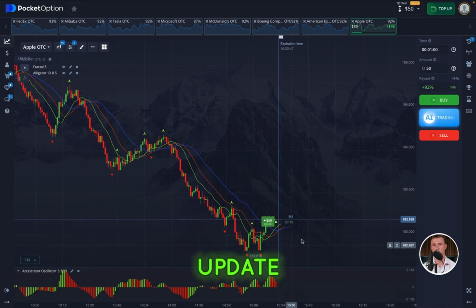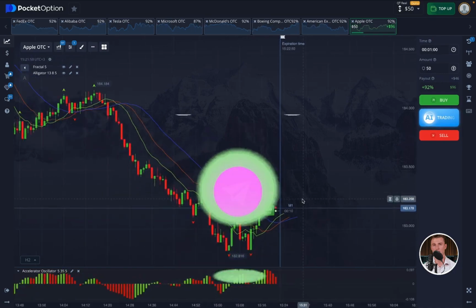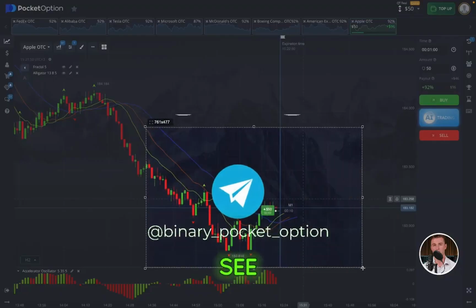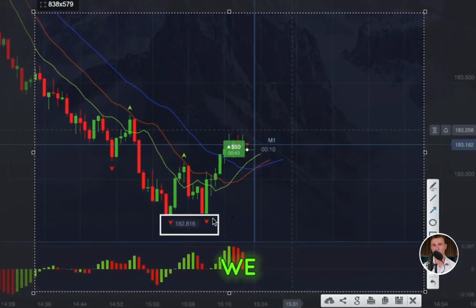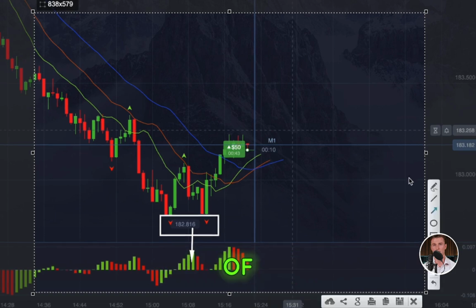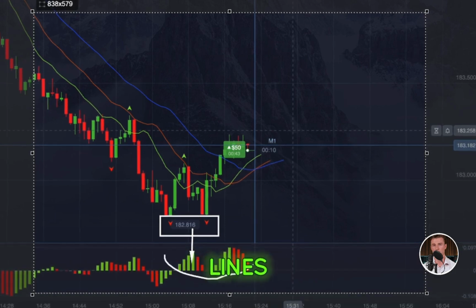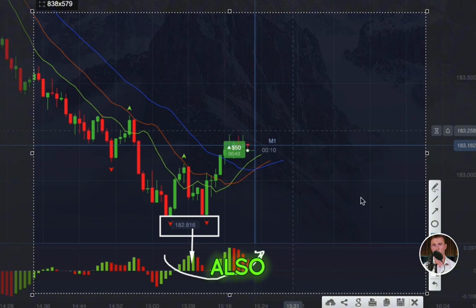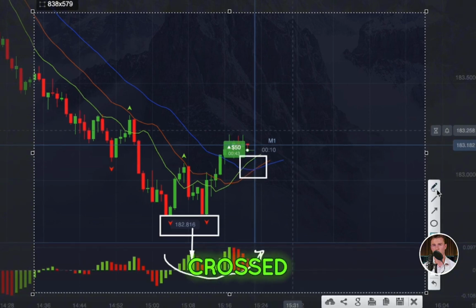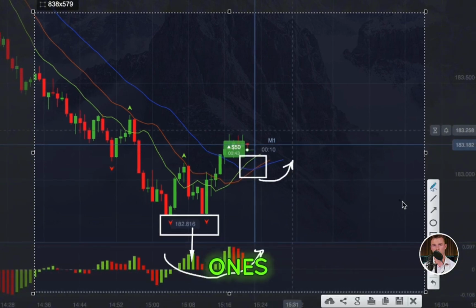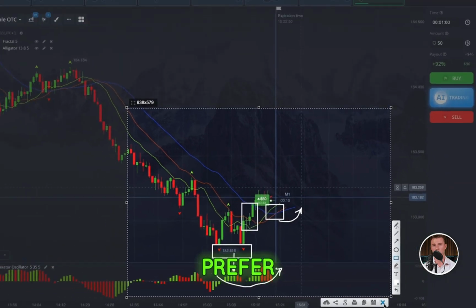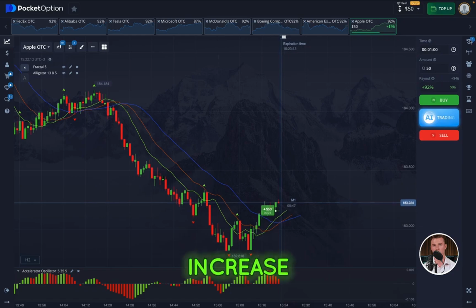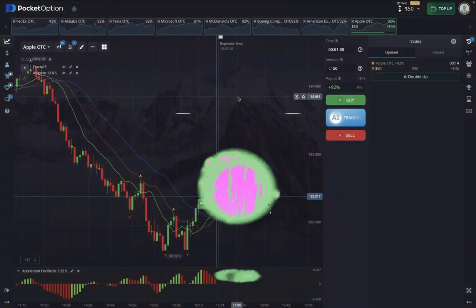since there was an update of the global structural minimum. Also, after this update, we see changes in the direction of volumes on our accelerator histogram, and we see the intersection of the alligator moving lines from bottom to top, and also the price itself crossed all three moving ones. The alligator lines are from bottom to top, so in this case, I prefer to open a deal for an increase. Let's see the result.